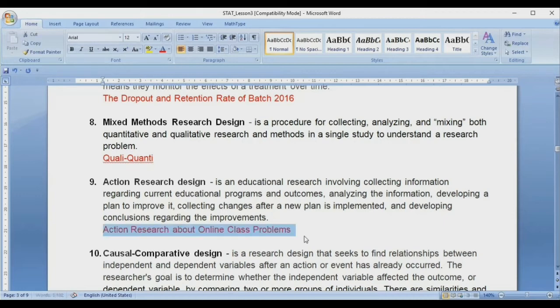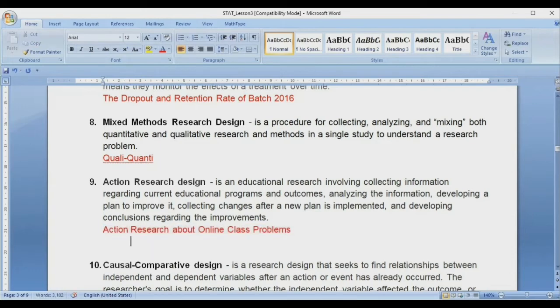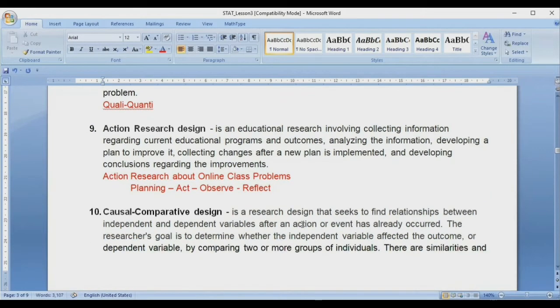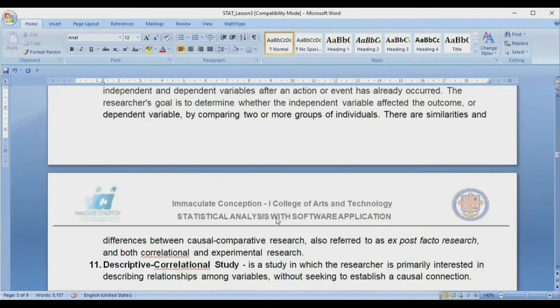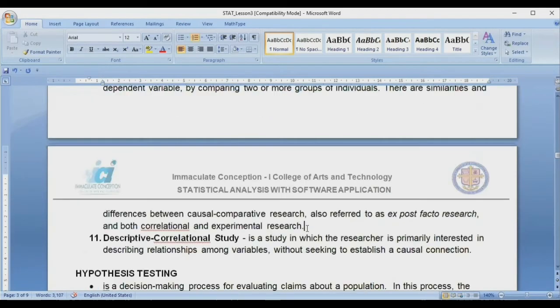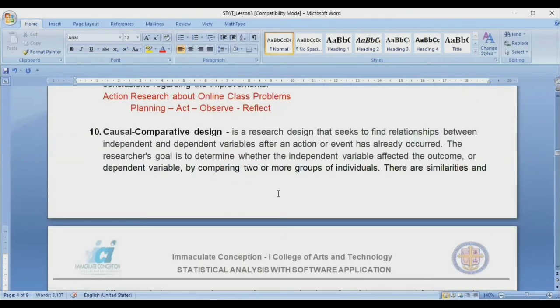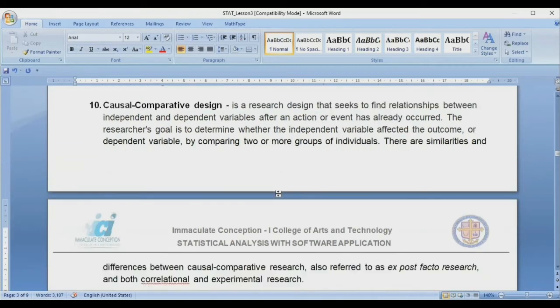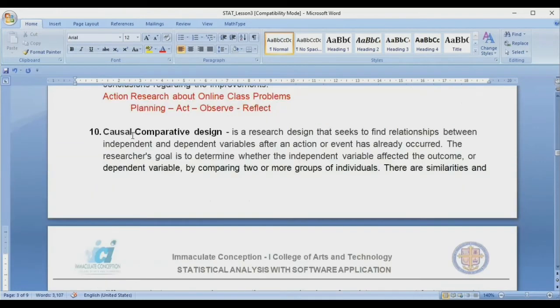So, in action research, mag-start ka muna sa planning, then act, then observe. Tignan mo kung nag-improve ba. Then, dito ka mag-reflect. Kumbaga magko-conclude. Recommendation, like that. Causal comparative naman, ito yung cause and effect. Relationship, comparative eh. You're comparing two variables. Pero may cause and effect siya.